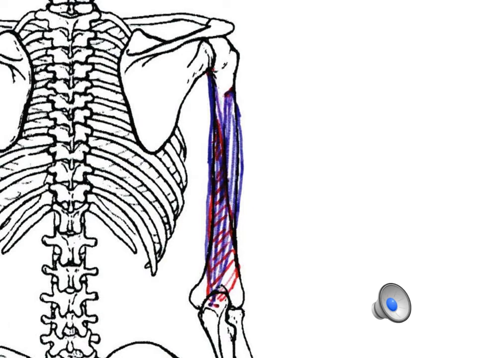Notice in this drawing, in purple, medially, you will see the long head attached to the infraglenoid tubercle of the scapula. And then lateral to that, in purple, you will see the lateral head of the triceps brachii. Under the purple, you'll see some red scribbles, and that is indicating the medial head of triceps brachii, which is deep to the long head and lateral heads.